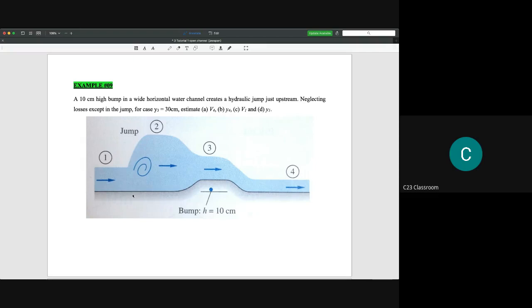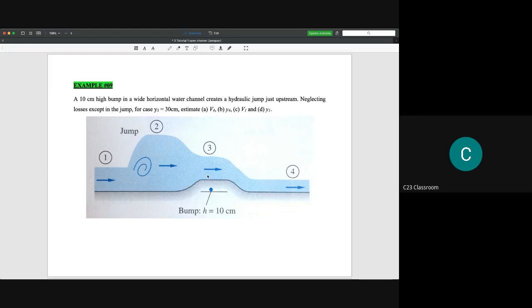Okay, we go for example number 9 here. So we create a situation like this. We have a 10 centimeters high bump here in a wide horizontal water channel, which creates a hydraulic jump just upstream. So we assume that when the hydraulic jump occurs here, we then have a final flow through the bump here, and then it flows like this.